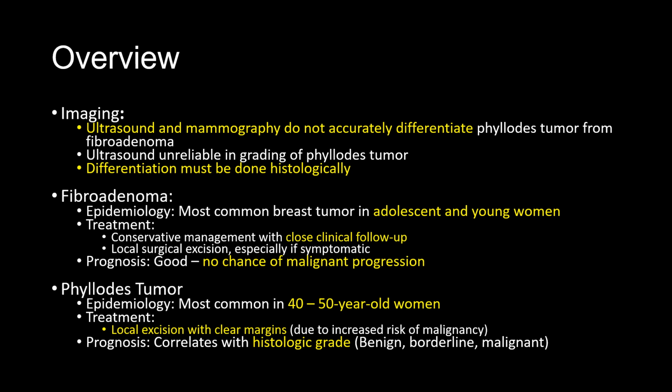A phyllodes tumor, on the other hand, is most common in older women, 40 to 50. And the treatment here is always going to be local excision with clear margins due to the increased chance of malignancy. The prognosis is going to correlate with the histological grade: benign, borderline, or malignant.